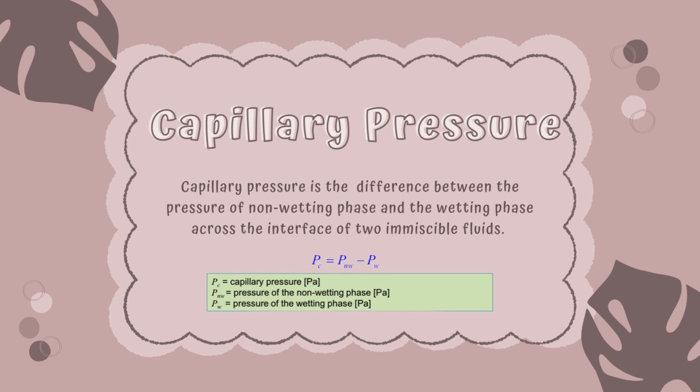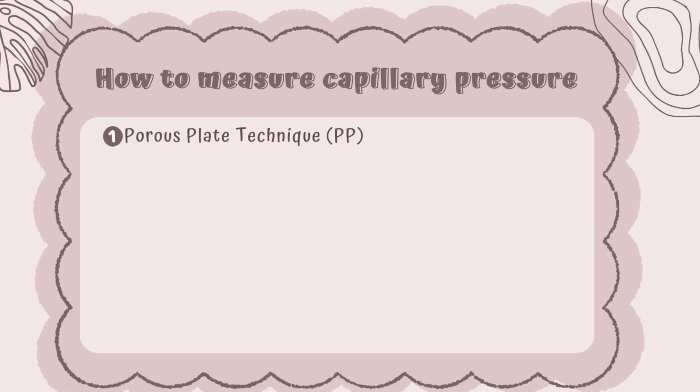Capillary pressure is the difference between the pressure of the non-wetting phase and the wetting phase across the interface of two immiscible fluids. The formula that we will use to find capillary pressure is PC equals PNW minus PW, where PC is the capillary pressure, PNW is the pressure of the non-wetting phase, and PW is the pressure of the wetting phase. How to measure capillary pressure?